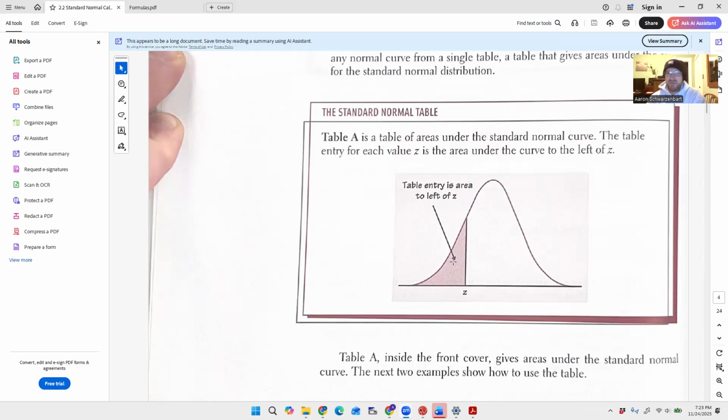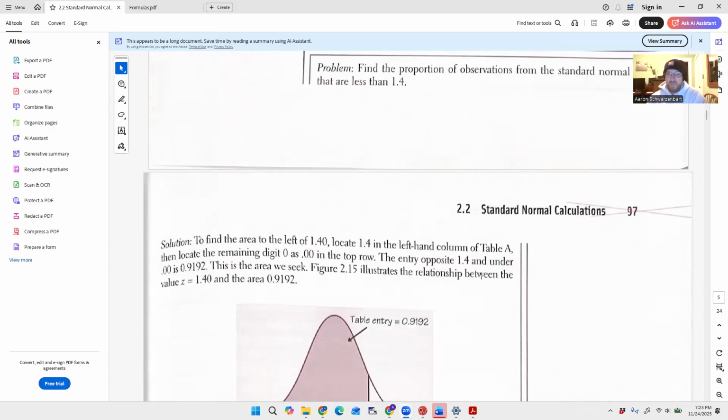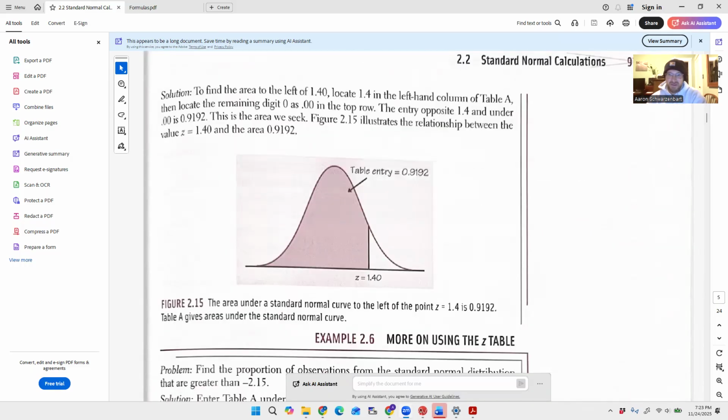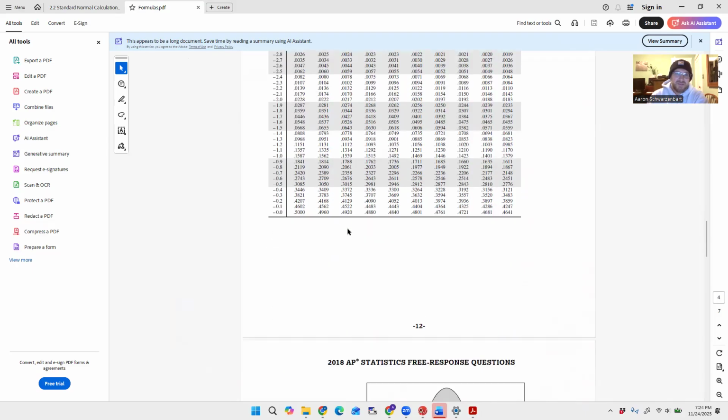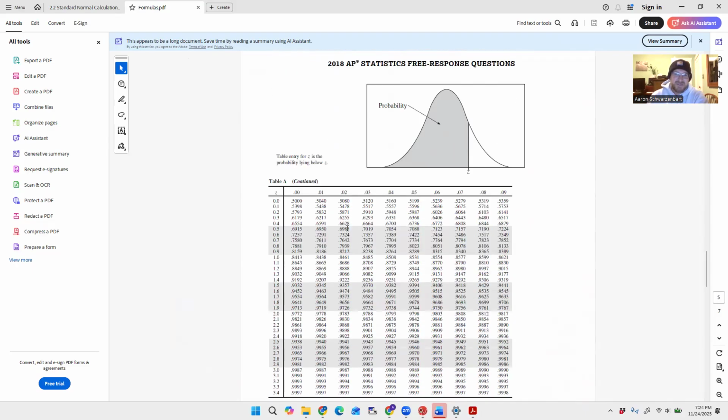The standard normal table always gives you the left, or the percentile. So 1.4, if we go look at our standard normal table, and I'm going to explain how to use this. Okay. So here's a standard normal table. So far, this is all negatives. I'm looking at this column right here. They're all negative, so we have to go to the next page. There's 2 pages. This is the positives.